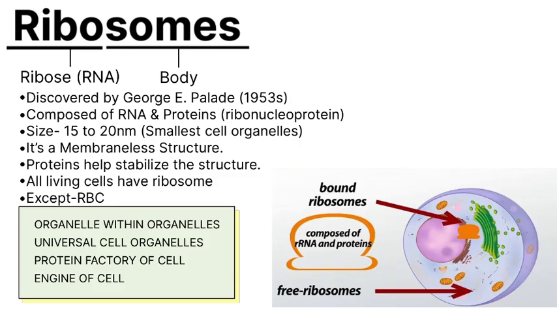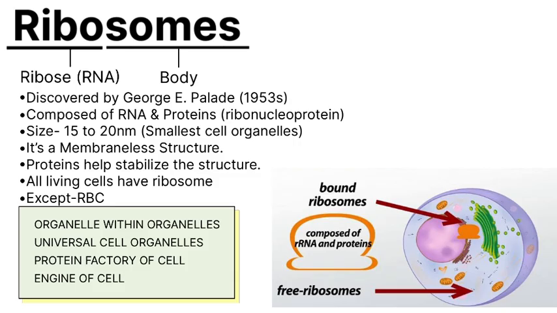Later on, these dense granular particles were named ribosomes, where ribo refers to ribose, which is a sugar found in RNA, ribonucleic acid, and some means body. It means they are like an RNA body or RNA-containing structures. This makes sense, right? Because ribosomes are composed of ribosomal RNA, or rRNA for short, and protein. That is why they are also called ribonucleoproteins.